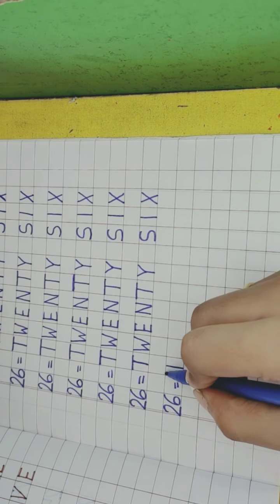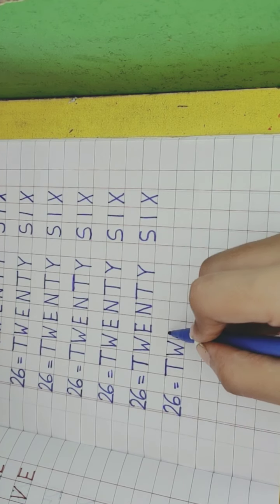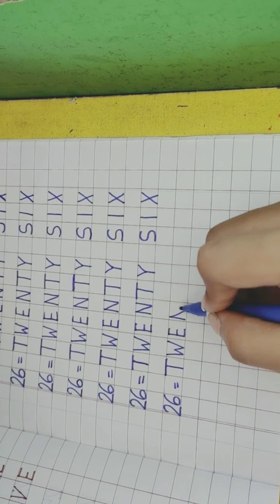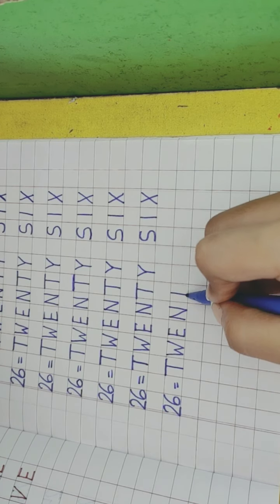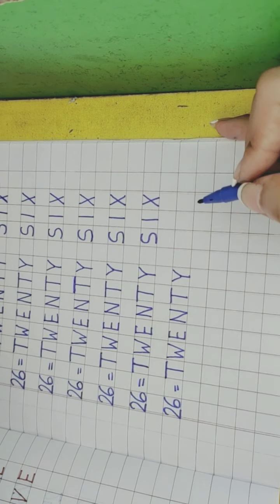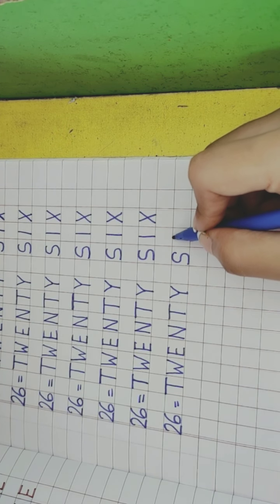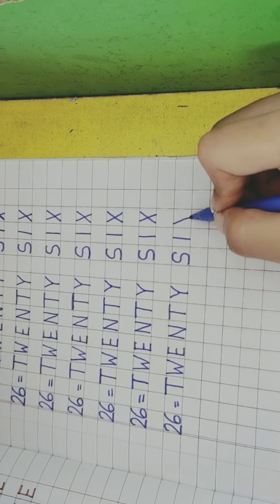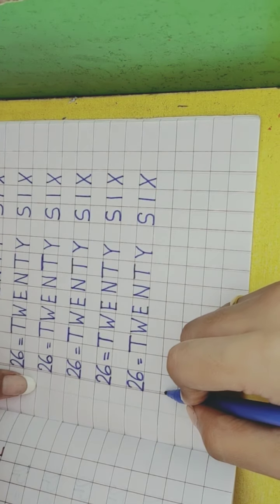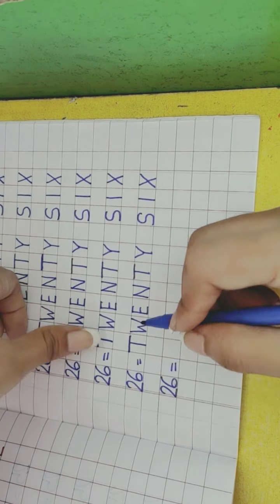T W E N T Y, 20, S I X, 6, 26. Very good. 2, 6 is 26.